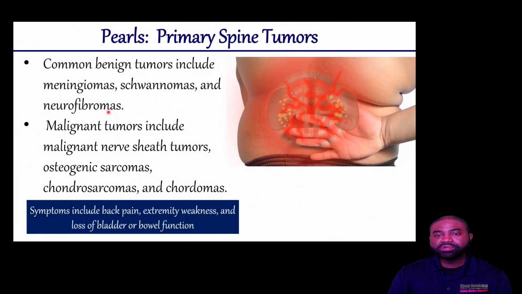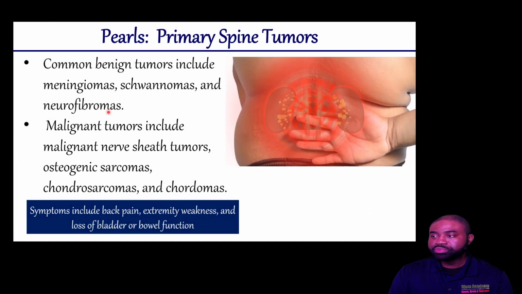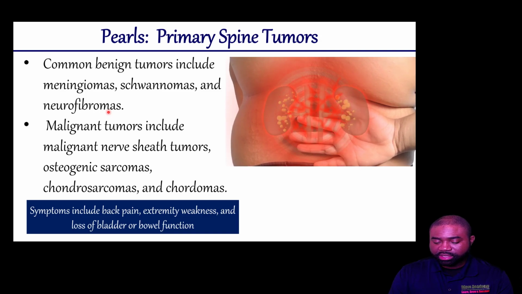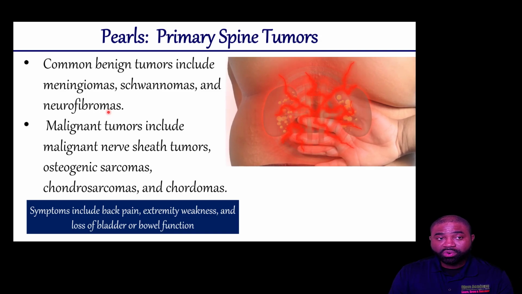And so primary tumors can be classified as either benign or malignant. The common benign spinal tumors include meningiomas, schwannomas, and neurofibromas. Common examples of malignant spine tumors include malignant nerve sheath tumors, osteogenic sarcomas, chondrosarcomas, and chordomas.